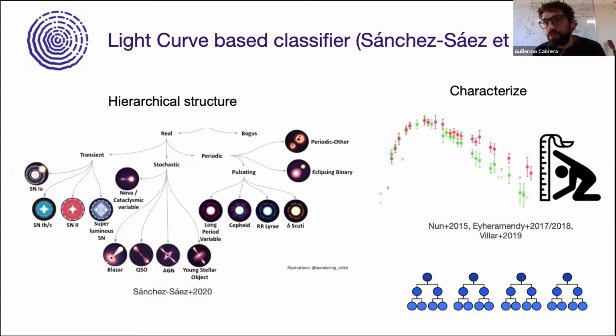Now, why a random forest? Well, the reason is that it is the model that had the best performance in terms of the classification that we want to achieve. So when you connect to ALeRCE and you use the light curve based classifier, what's behind that classification is a random forest.